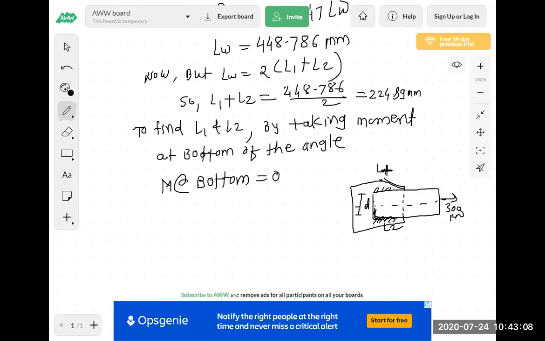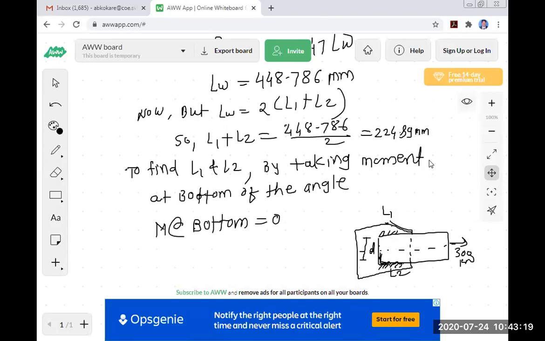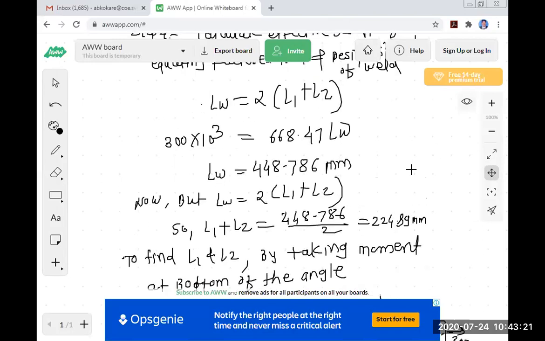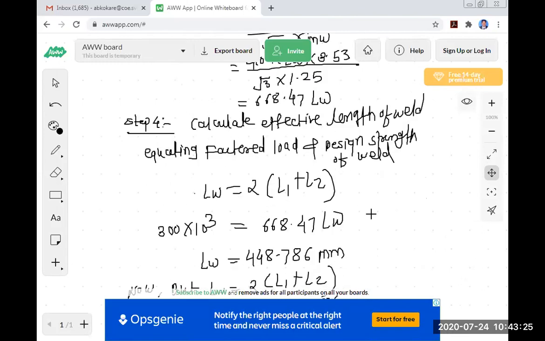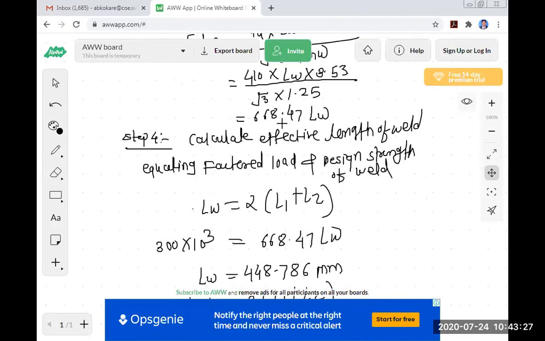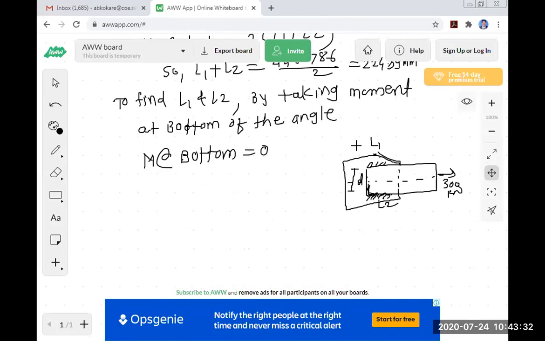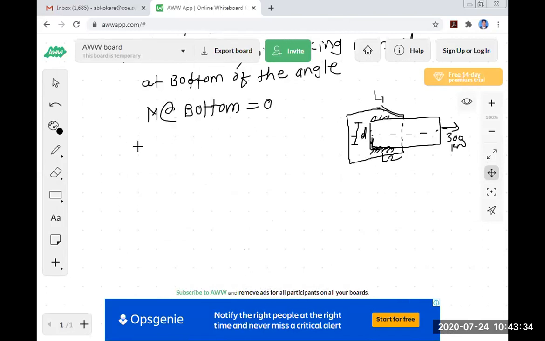So L1 force means with strength. So how much strength did we get? 668.47 is the strength of weld. So here first, strength of weld and force is here L1.